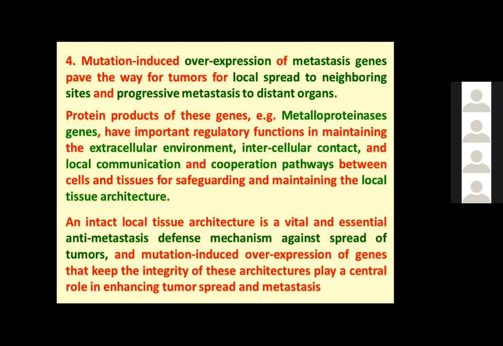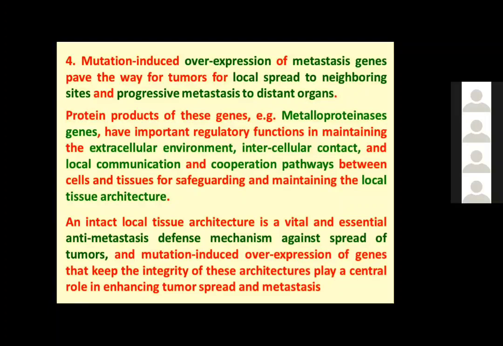The protein products of these genes, which we call metalloproteinase genes, have important regulatory functions in maintaining the normal condition. Normally, they have important regulatory functions in maintaining the extracellular environment, intercellular contact, and local communication and cooperation pathways between cells and tissues for safeguarding and maintaining the local tissue architecture. فالmetalloproteinases are very important in the normal state to maintain and protect the structural architecture of our tissues. An intact local tissue architecture is a vital and essential anti-metastasis defense mechanism.